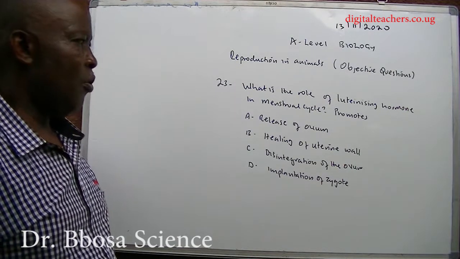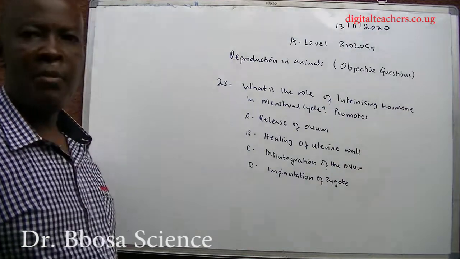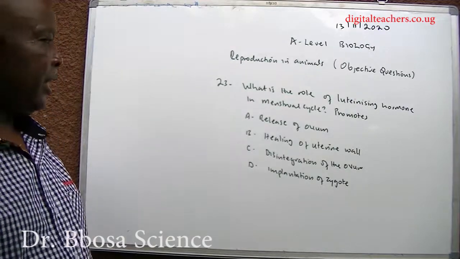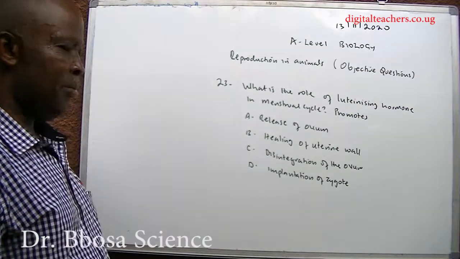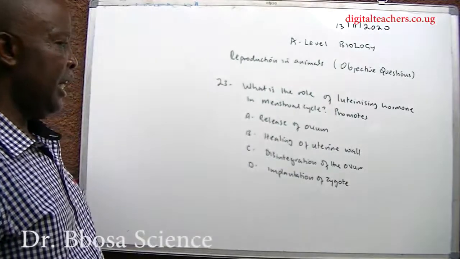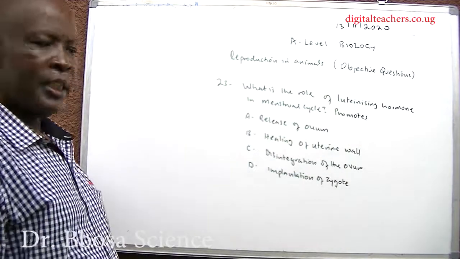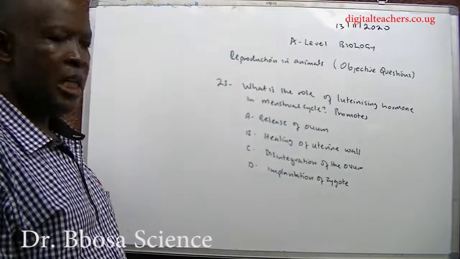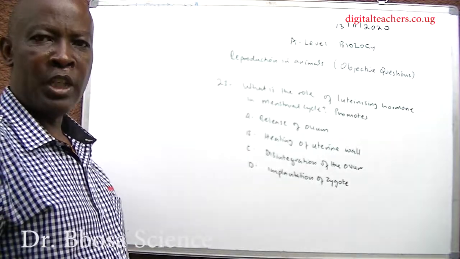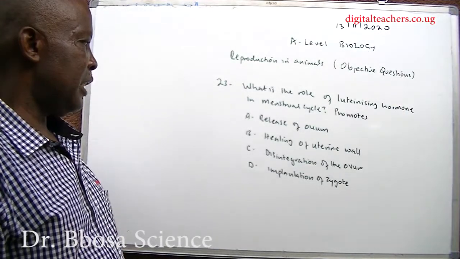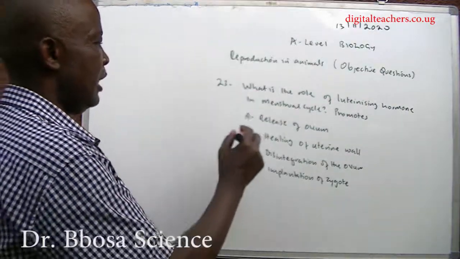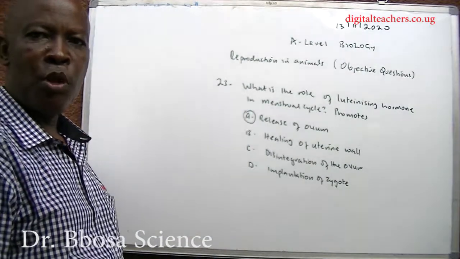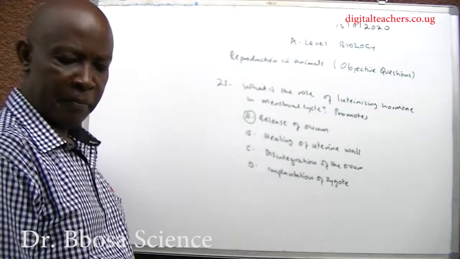Number 23. What is the role of luteinizing hormone in the menstrual cycle? Promotes A. Release of ovum. B. Healing of uterine wall. C. Disintegration of ovum. D. Implantation of zygote. You can pause and answer. The answer is A. Luteinizing hormone promotes ovulation.